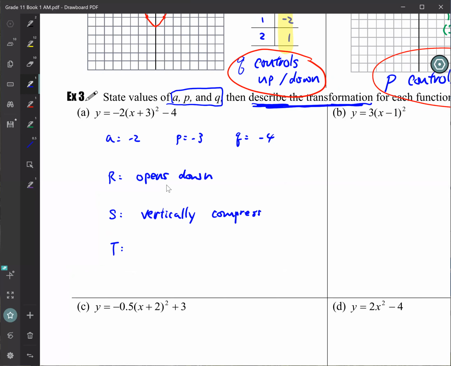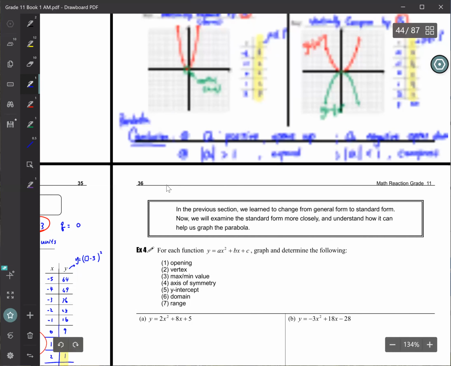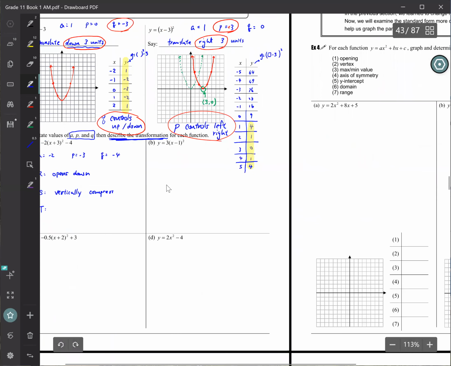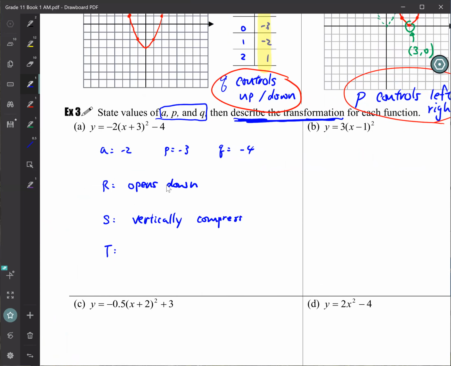-2. Okay, so what was the rule for expand and compress? If the two lines A is greater than 1, it's expand. If it's smaller than 1, it compresses. The two lines, you will say absolute value. Absolute value means you ignore the negative sign. So if you ignore the negative sign for the A, what's the number then? Just 2. So is 2 bigger than 1 or less than 1? Bigger than 1. So you would say it's what? Vertically expands. Expand, yeah, very good.